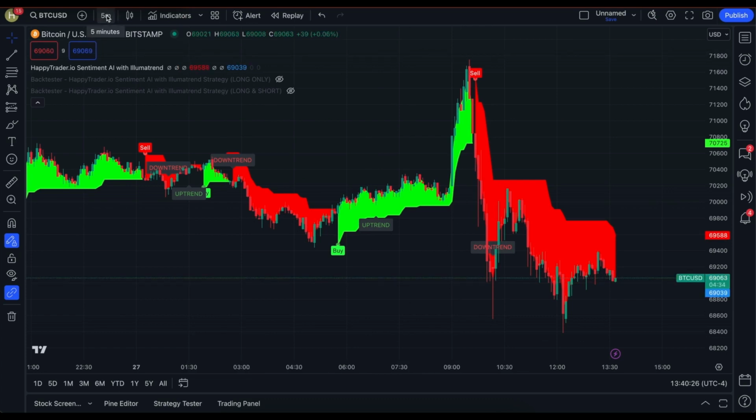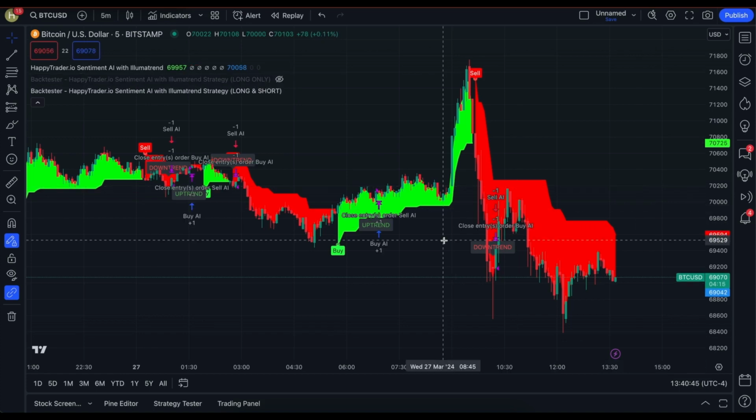This is my preferred and many of our traders' preferred time frame for trading Bitcoin. So we're going to be focusing just on day trading as far as the 5-minute chart. So we're going to start with the long and the short.